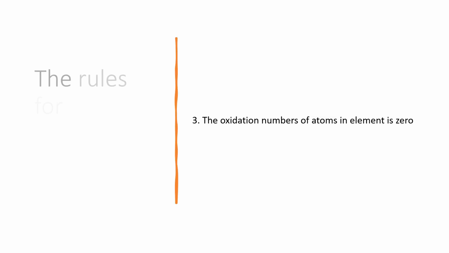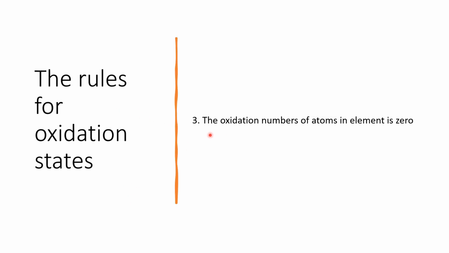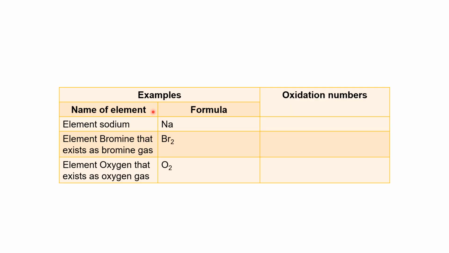Okay, rule number 3. The oxidation number of an atom in an element is 0. So here is an example of an element. For example, we have sodium. The formula for sodium is Na. The element bromine exists as bromine gas, Br2. This is a bromine molecule, which consists of 2 bromine atoms. While the oxygen molecule consists of 2 oxygen atoms.